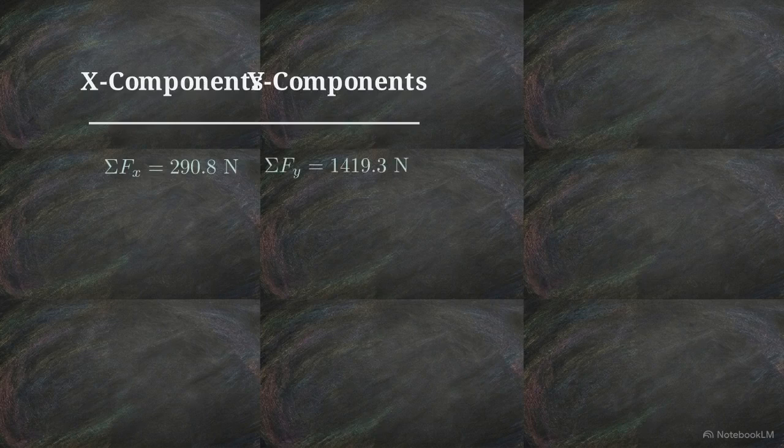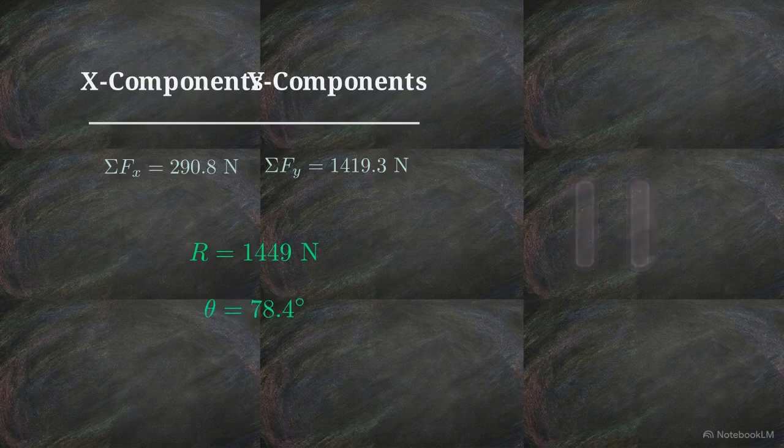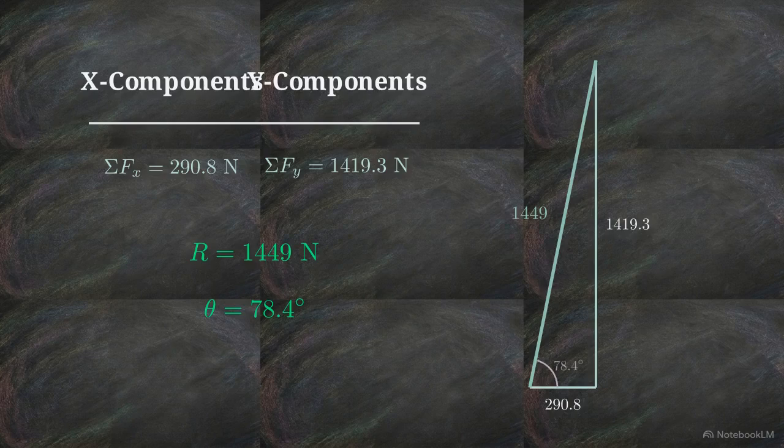The net pull in the x direction is 290.8 newtons, and the net pull in the y direction is 1419.3 newtons. Before we move to the final step, pause the video. Use the Pythagorean theorem and the inverse tangent function with these sums to calculate the total magnitude and angle of the resultant. Your math should give you a final magnitude of 1449 newtons, pulling at an angle of 78.4 degrees.